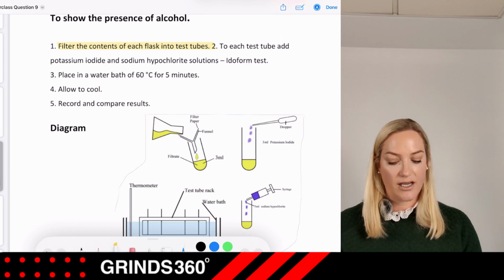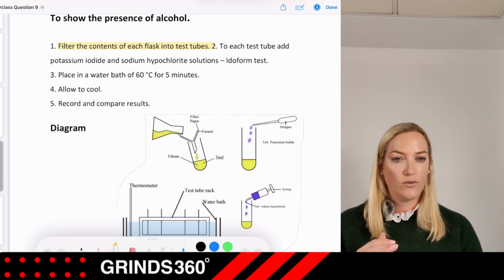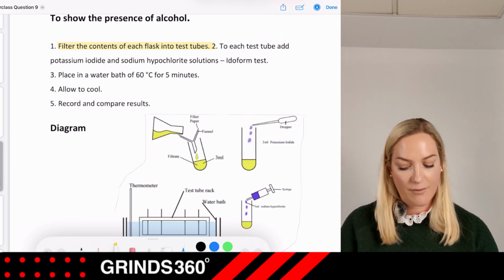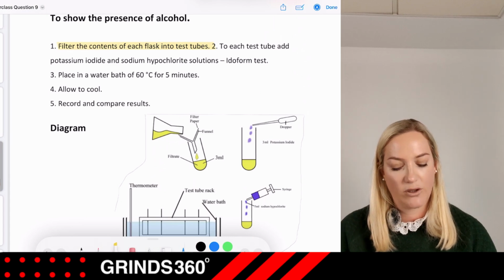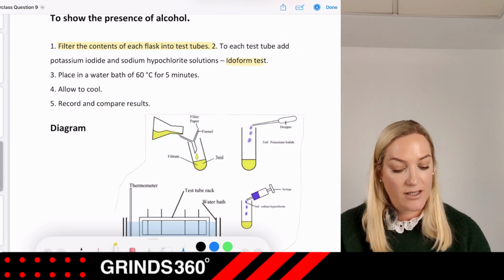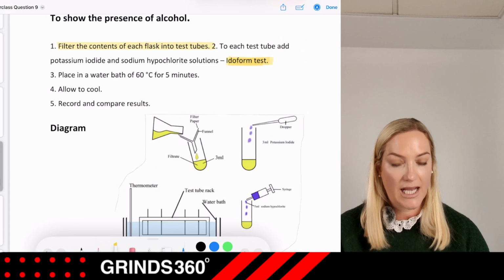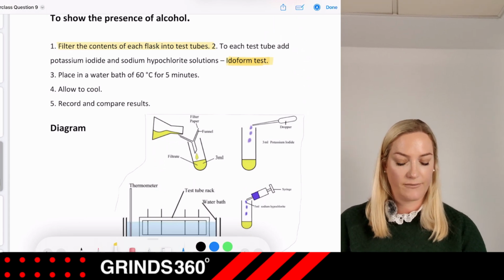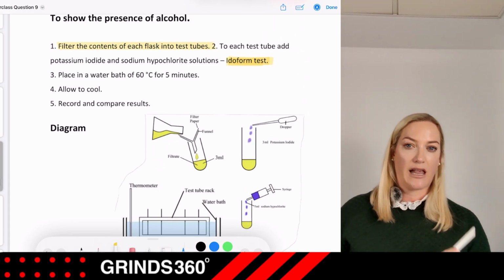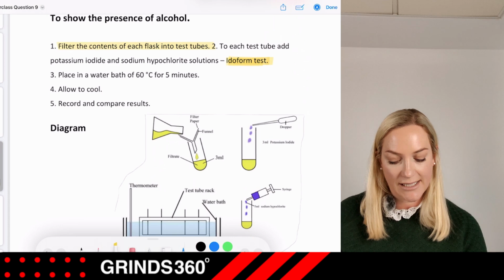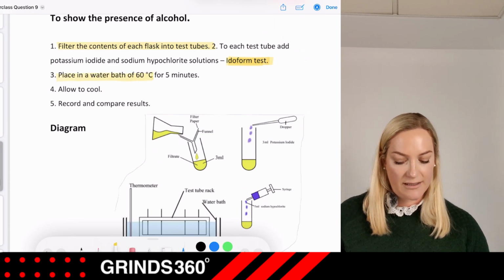And this is your iodoform test. So you don't have to say potassium iodide and sodium hypochlorite. You could say iodoform. That's your test for alcohol. The second part of a test for alcohol is you then have to place these into a water bath at 60 degrees for 5 minutes.